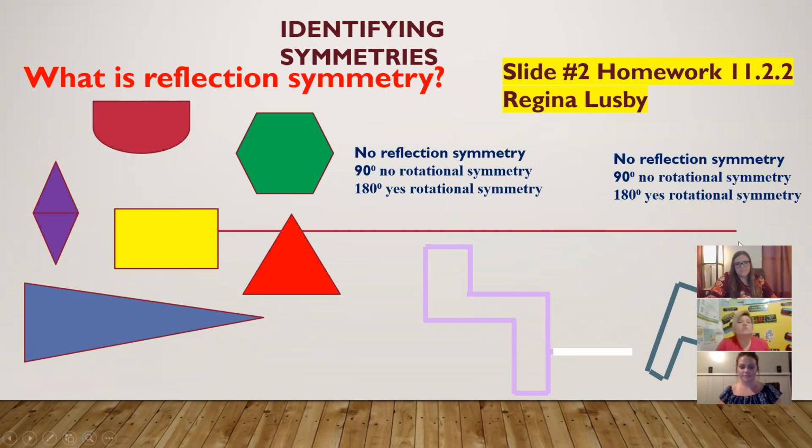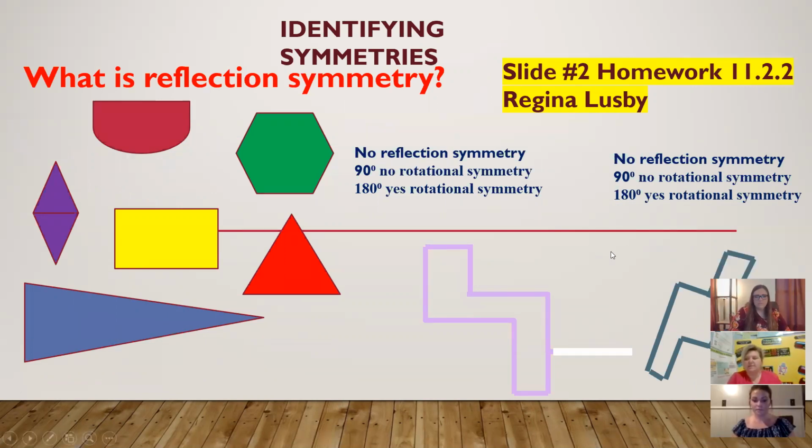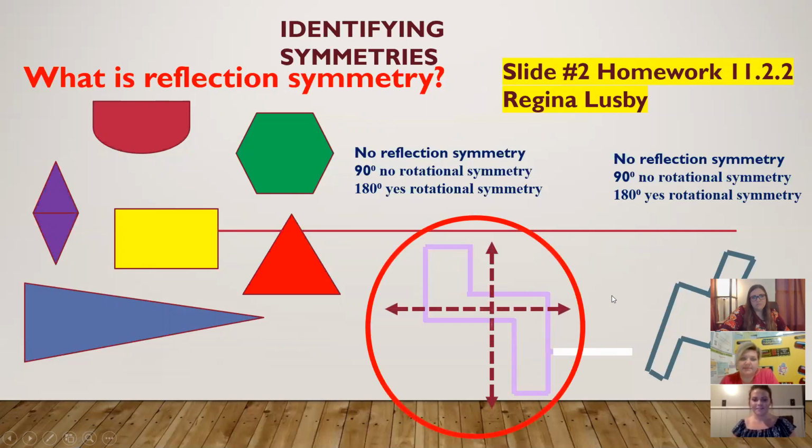Hey, Regina, what is reflection symmetry? Okay, so reflection symmetry is kind of like a mirror symmetry, and it's when you have half of something on one side and then the other half is exactly the same. So if you drew a line right down the middle of it, it would have to be the exact same on both sides. And a figure can have more than one line of reflection in it. So it could only have one, it may not have any, or it could have several. All right. Thank you, Regina. Very detailed. Thank you.